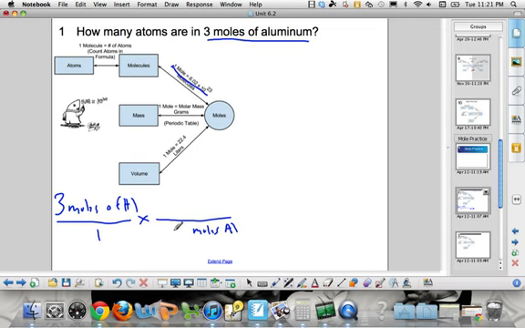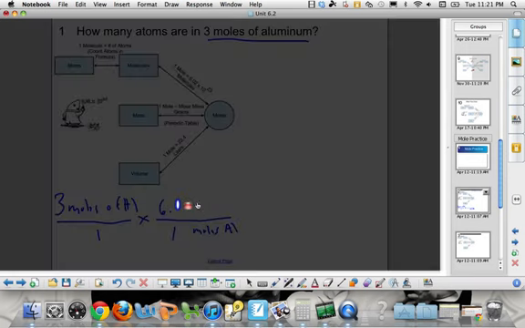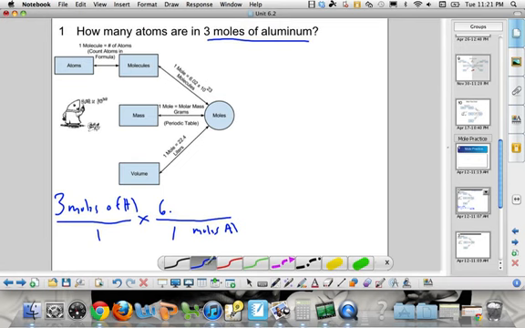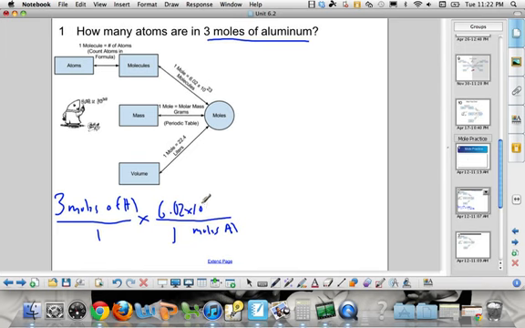So what does it say? Well, 1 mole is equal to 6.02, got the wrong pen on here again. 1 mole is equal to 6.02 times 10 to the 23rd molecules. So what I'm doing is I'm taking moles and I'm changing them to molecules of aluminum. My moles will cancel out, and now I'm in molecules. I got to keep going because they asked me to go to atoms.